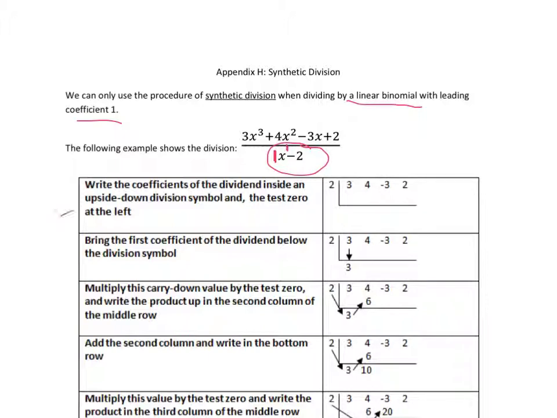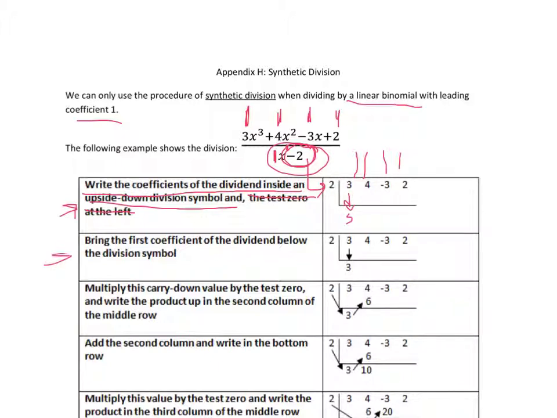So right here it uses a little bit of terminology we don't know yet, but we can talk about this. Now it says, write the coefficients of the dividend inside the upside down division symbol. The dividend's the numerator, so the 3, the 4, the -3, and the 2, those are those numbers right there. And then the test 0 at the left. The test 0, don't worry about that. Really what we do is we write the opposite of this number here. Because this is a -2, we'll write a +2 here. Okay? So first thing we always do is we bring this number down, and this is a 3.